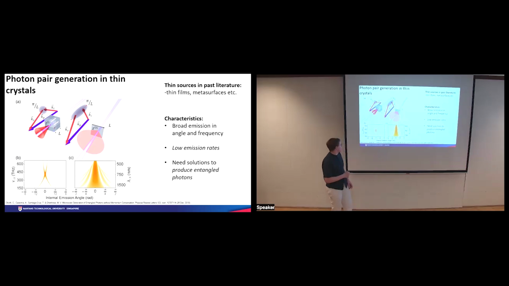So if you compare, this is like a general phase matching from the bulk crystal.